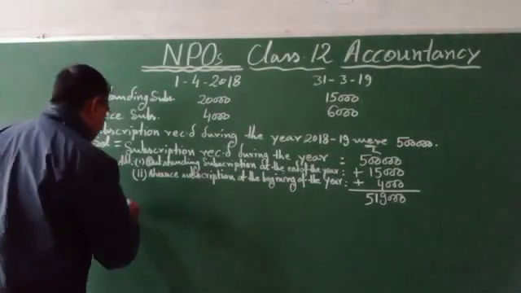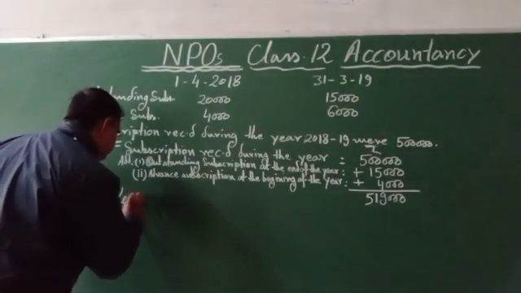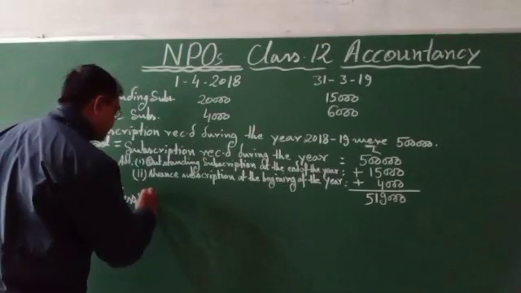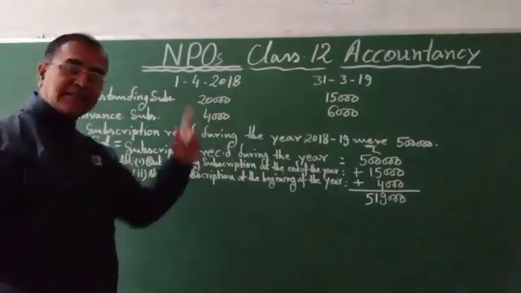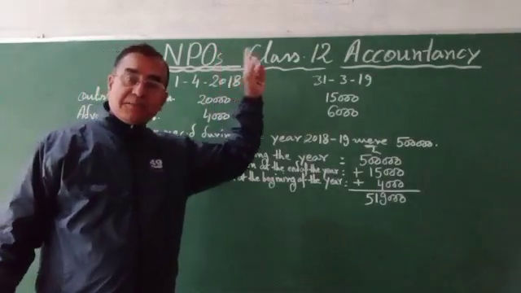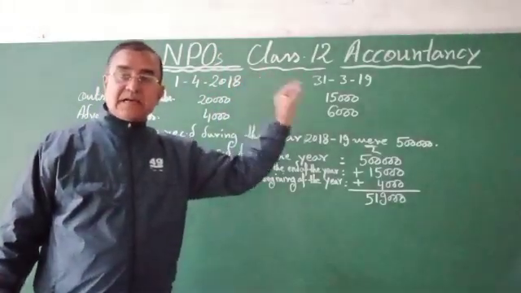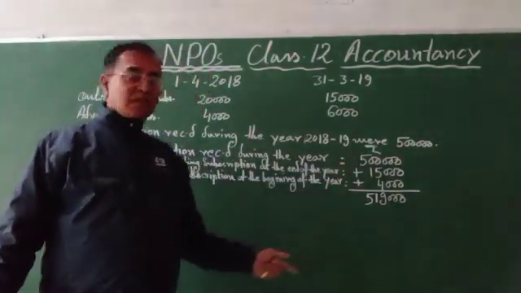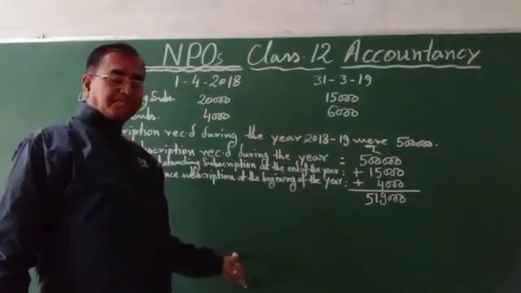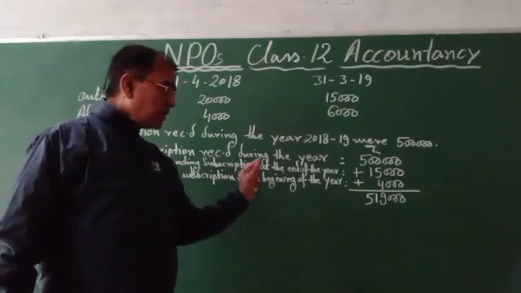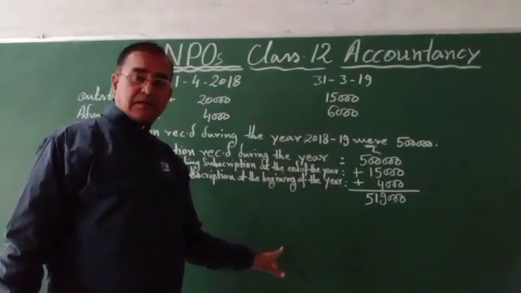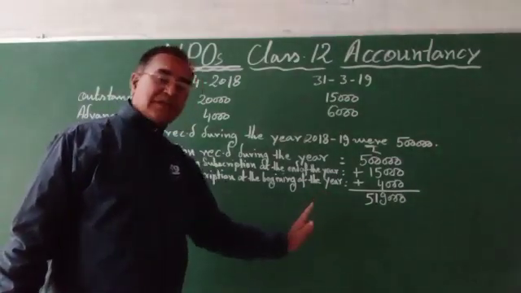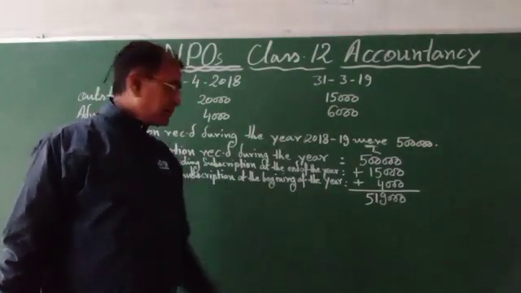So let's take the first item, the outstanding subscription of the previous year. The previous year's outstanding subscription is included in the 5 lakhs, so we will have to deduct it from the total subscription of the current year.